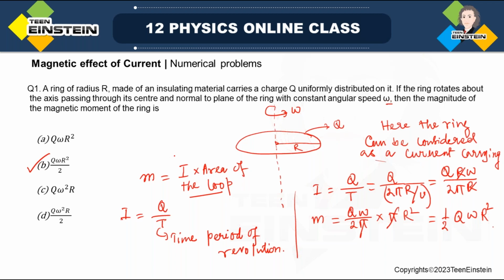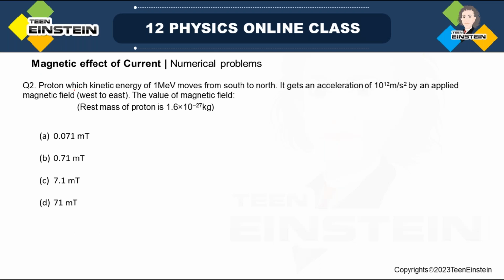Okay, so we'll move on to the next problem. This problem says a proton which has kinetic energy one mega electron volt moves from south to north. It gets an acceleration of 10 to the power 12 meter per second square by an applied magnetic field west to east. Find the value of the magnetic field.